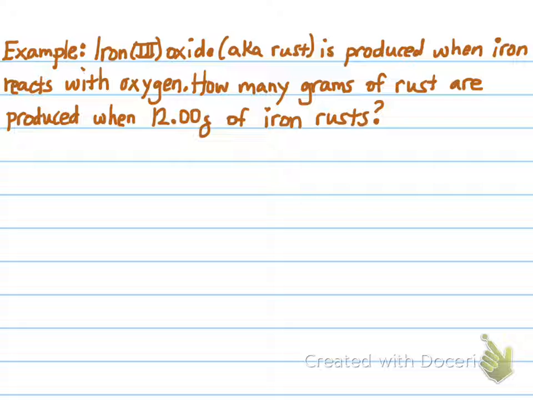So our first problem we're going to do is: iron 3 oxide, also known as rust, is produced when iron reacts with oxygen. How many grams of rust are produced when 12 grams of iron rusts? Again, first thing we need for all stoichiometric calculations is a balanced chemical equation. And there isn't one here, so you have to write one. Again, pause the video right now and see if you can write a balanced chemical equation for this.